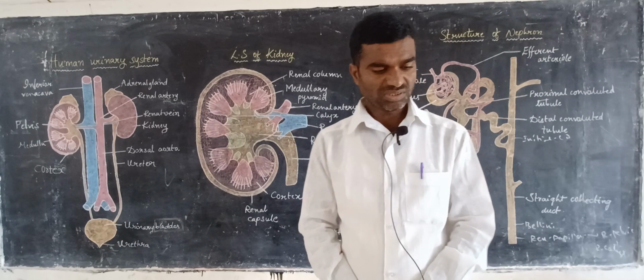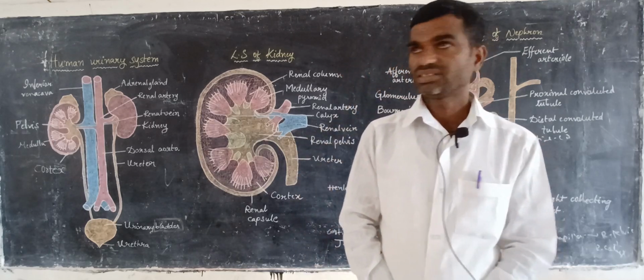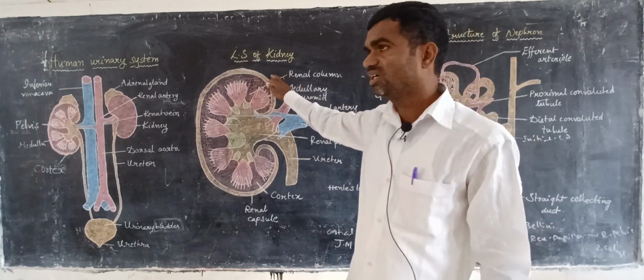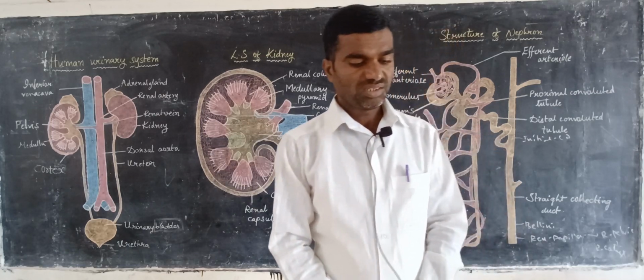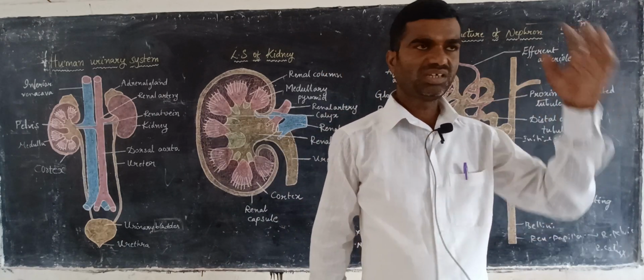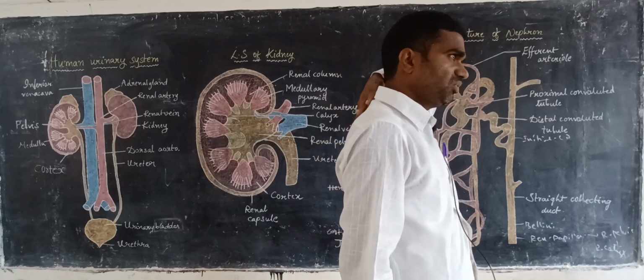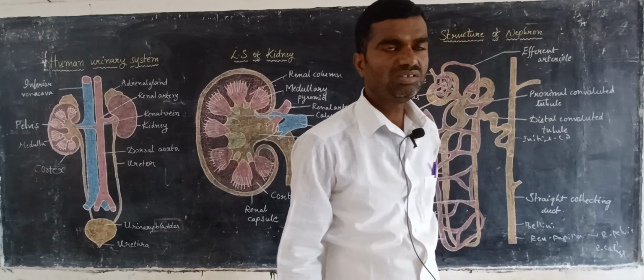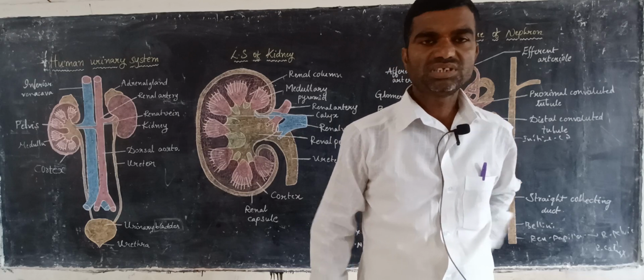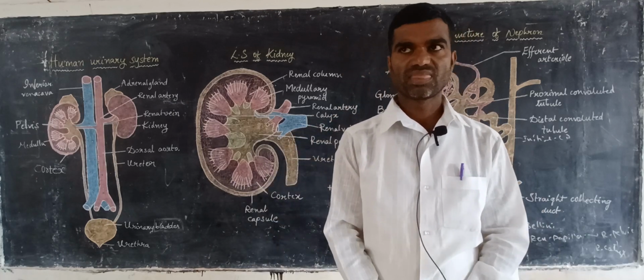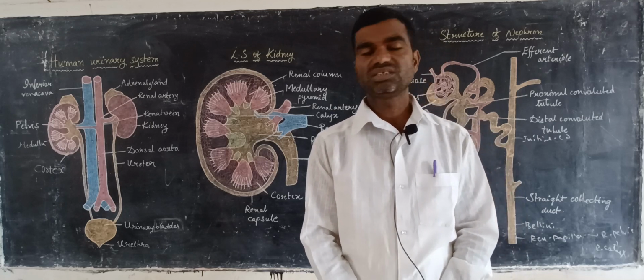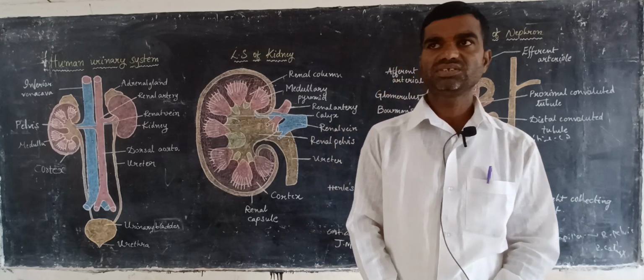The outer region of the kidney contains the cortex, and the inner region contains the medulla. The kidneys are present along the backbone, from the last thoracic to the third lumbar vertebrae, on the right and left sides of the vertebral column. Approximately, the kidney weighs 120 to 170 grams.